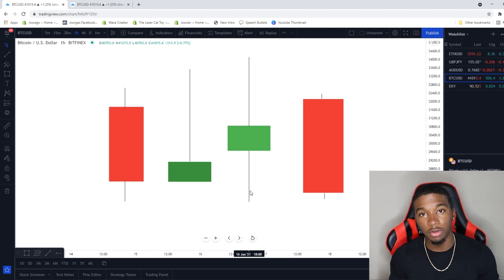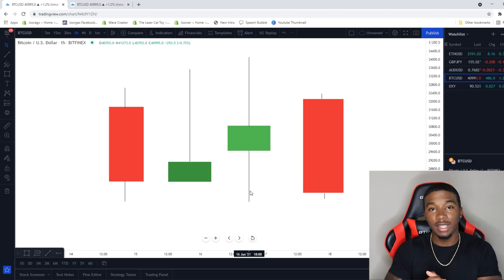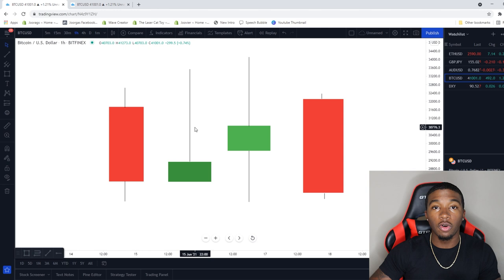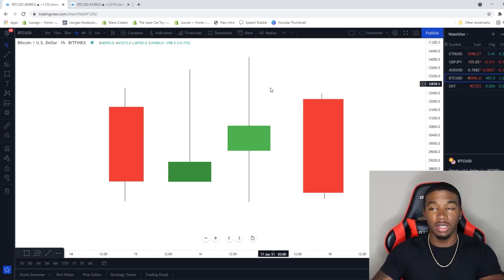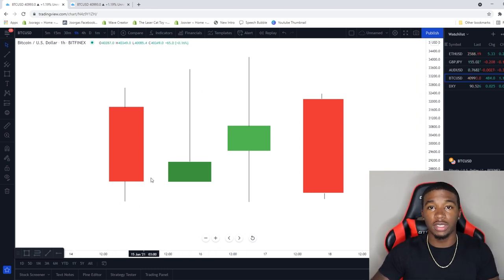So if you know a regular candle, just imagine a regular candle. What's the part that you light, that you put on fire? It's called the wick, right? So these are all different wicks. The wicks can be different sizes depending on what I'm about to tell you guys in a little second. Like I told you guys, all of these represent what happened in 1 hour.